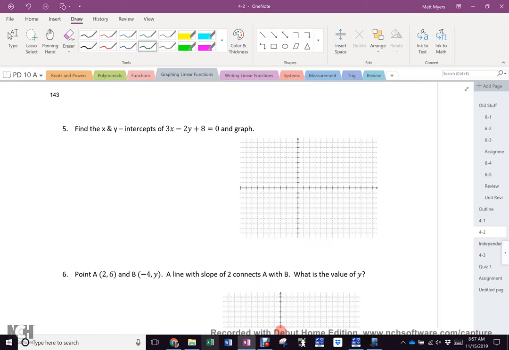All right. Graph this using X and Y intercepts. If I'm using X and Y intercepts, what do I know? What do I know? X, 0, and? No! 0, Y. When I'm doing the X intercept, what happens to the Y value? It becomes 0, so do we care about it? So what should I write here instead of 3x minus 2y plus 8 equals 0? What should I write? 3x plus 8 equals 0.